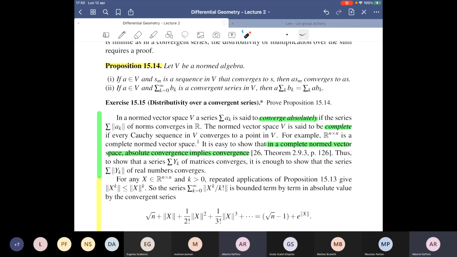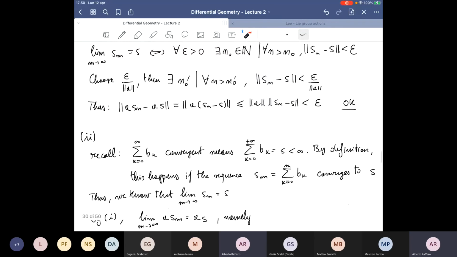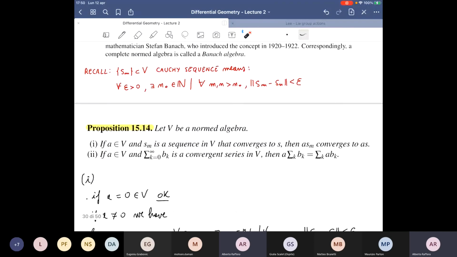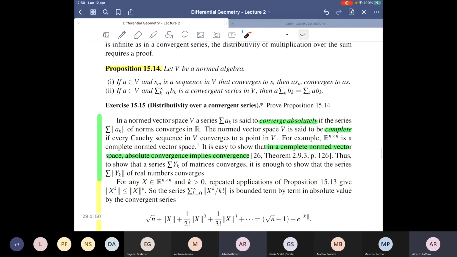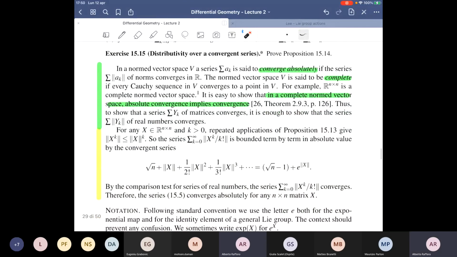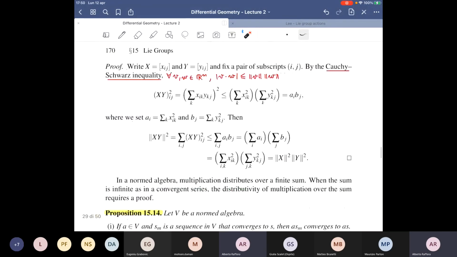And I wrote the proof of this proposition in this second part. I won't discuss it, but if you want, you will find it, read it and understand it. We will use this proposition later.